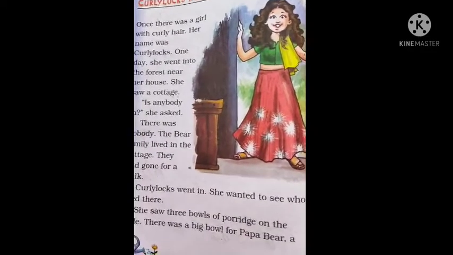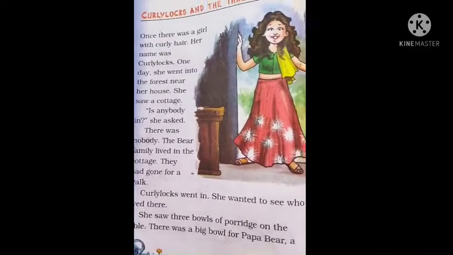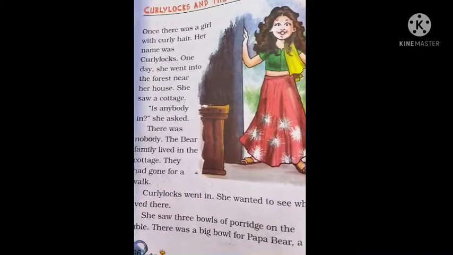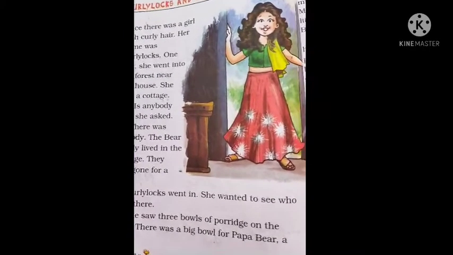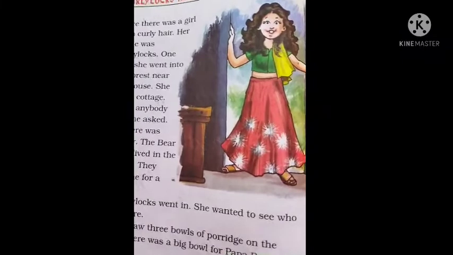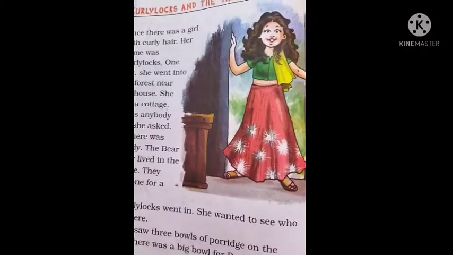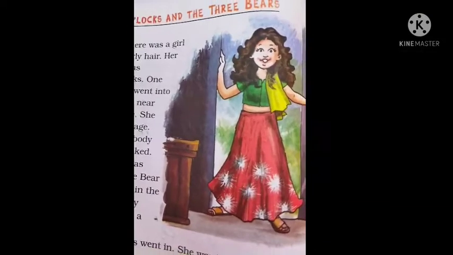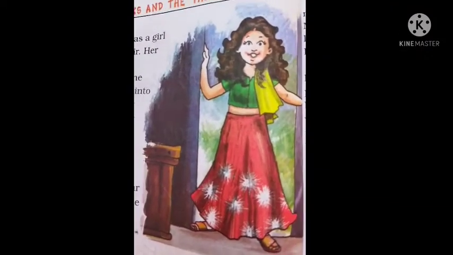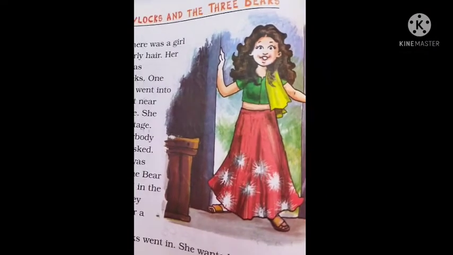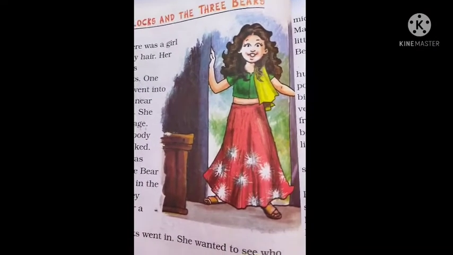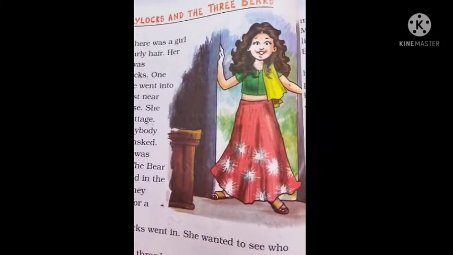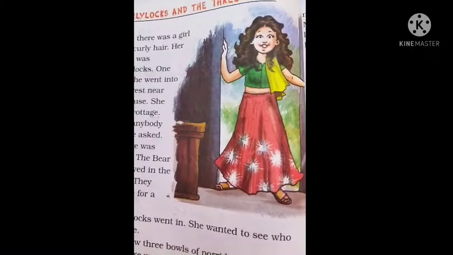First, before moving into the line by line explanation, I will explain to you the gist of this story. This story is about a naughty girl. Her name is Curly Locks. Why does she have the name Curly Locks? The reason is that she has curly hair. Can you see the picture? Yes, she has curly hair. Curly means surta mudi. So her name is Curly Locks.